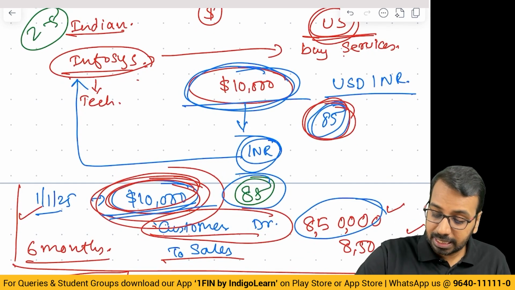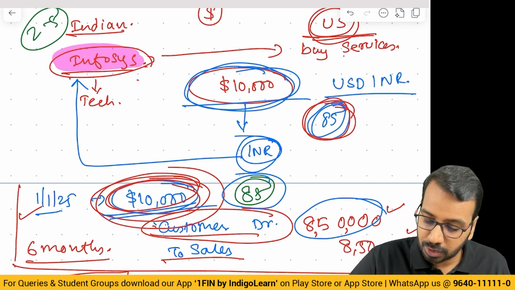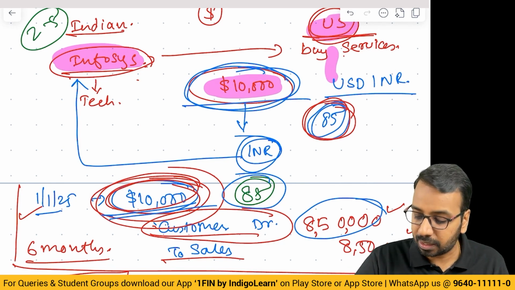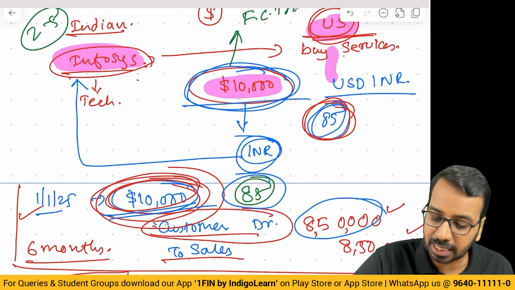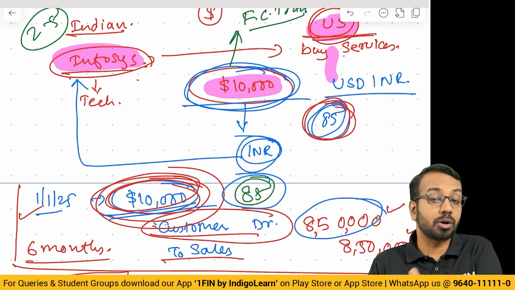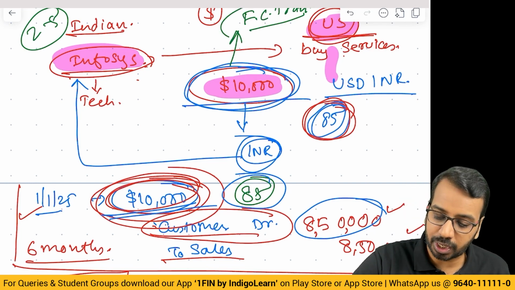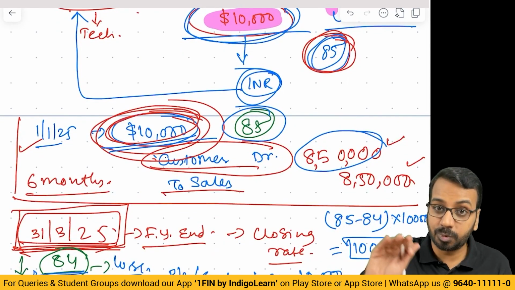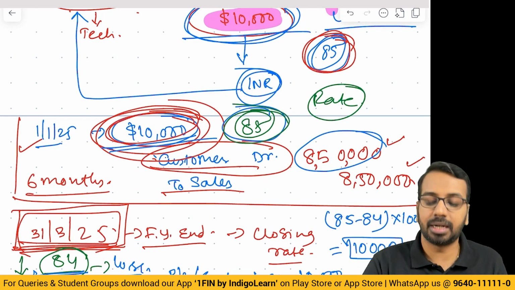Now, in this flow of example, what happened? First, Infosys sold $10,000 worth of services to a US based customer. Now, this dollar transaction is called a foreign currency transaction. It is called a foreign currency transaction because it is not happening in my currency. It is happening in some other currency. Foreign currency transaction initially has to be measured using the rate which existed on the date of transaction.